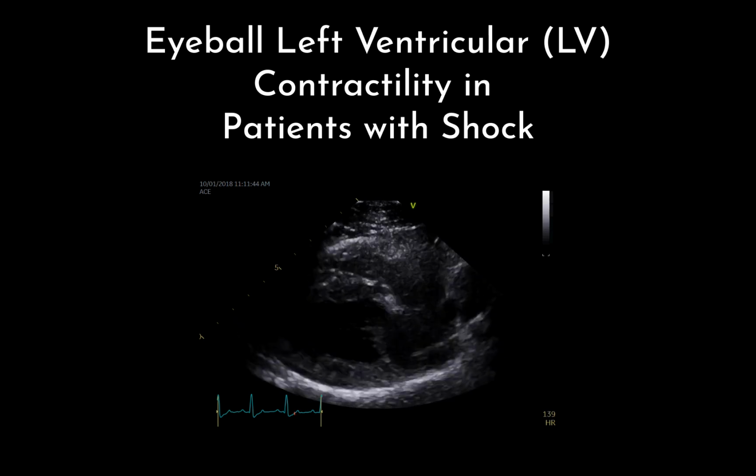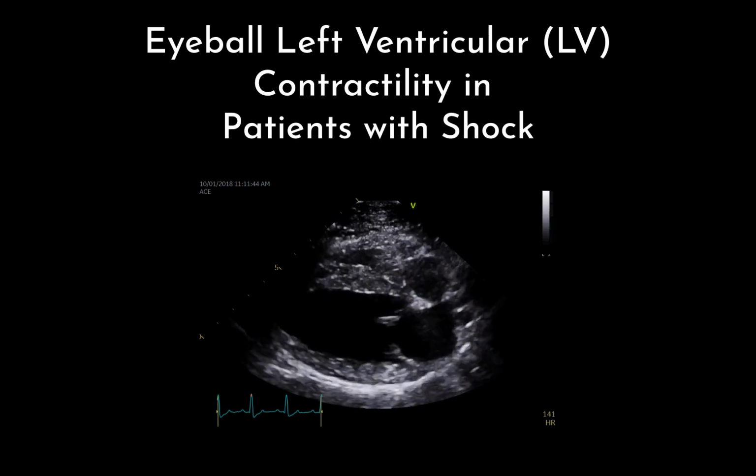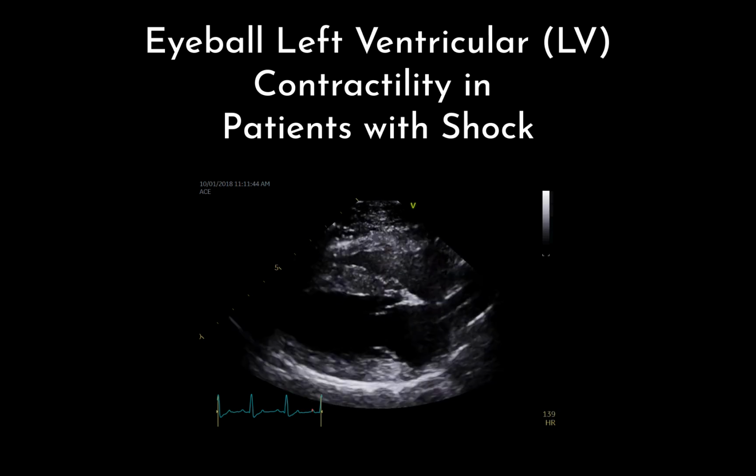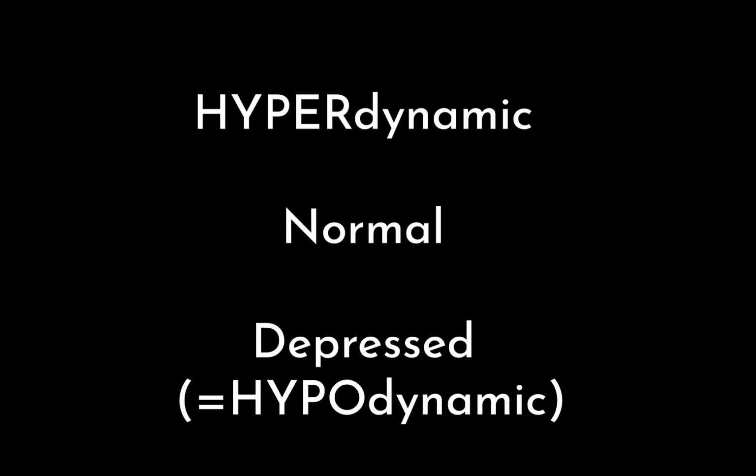In patients presenting with shock, a brief eyeball method in assessment of LV contractility is recommended. By the end of this step, an emergency veterinarian should be able to tell if the patient has a hyperdynamic, normal, depressed, or severely depressed left ventricular function.